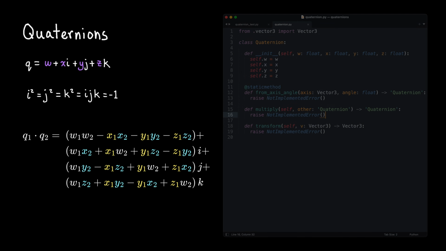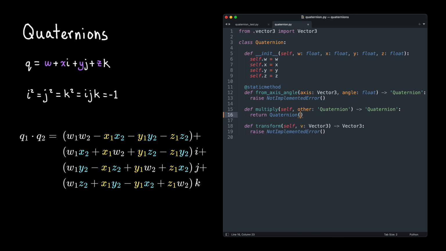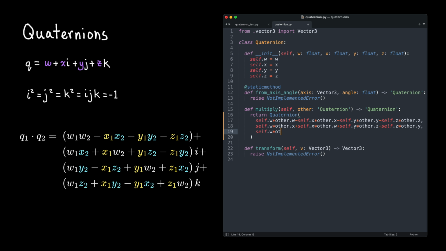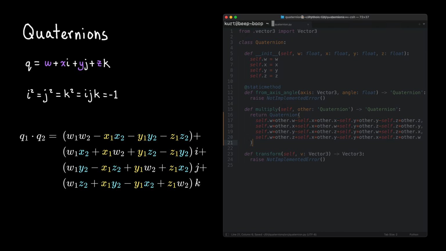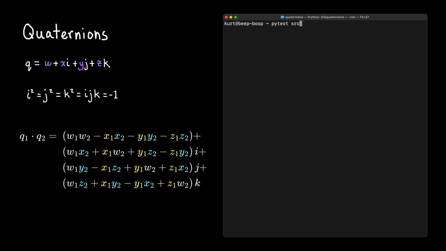Let's implement the multiply method by returning a new quaternion whose components equal this expression, and run the multiply tests to make sure it works as expected.